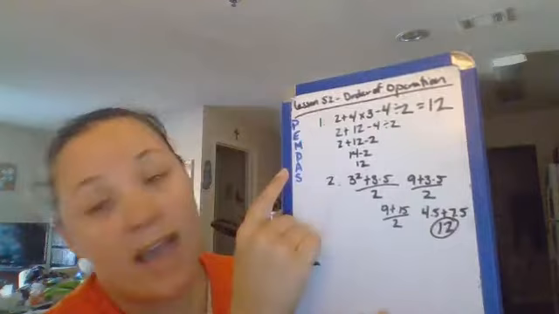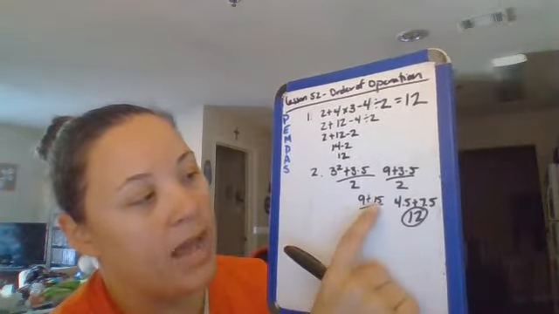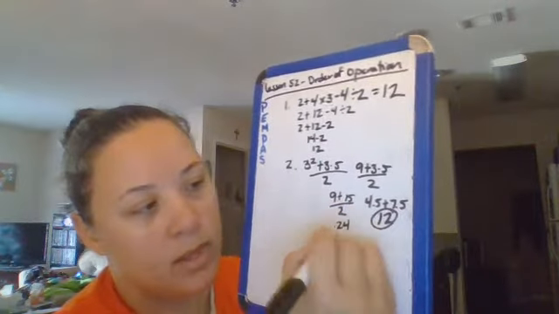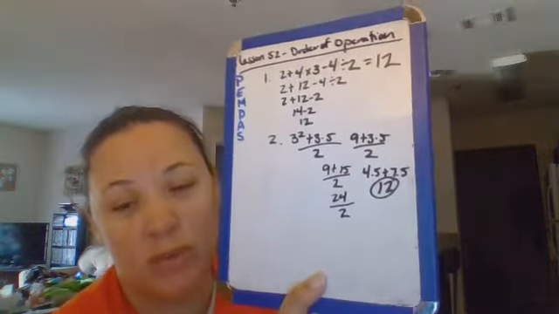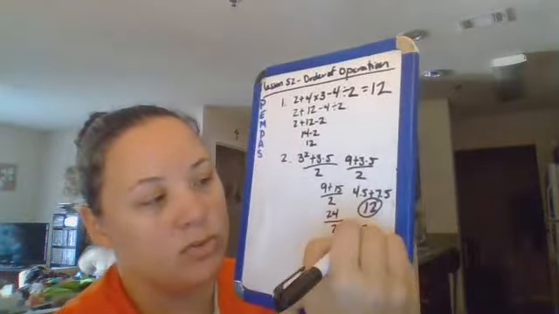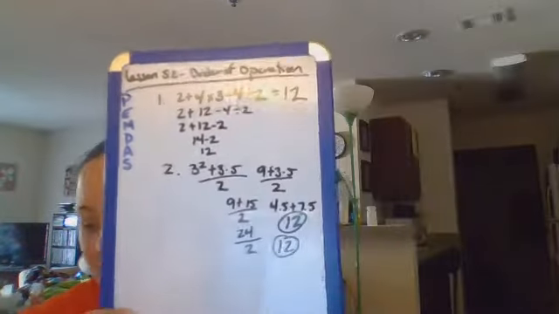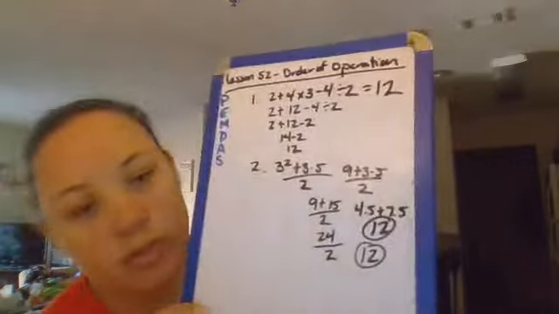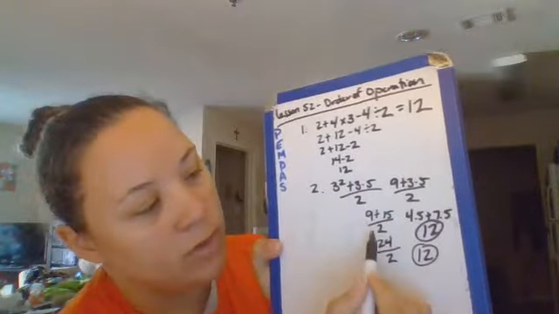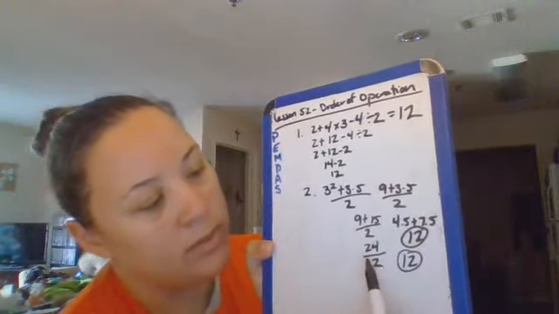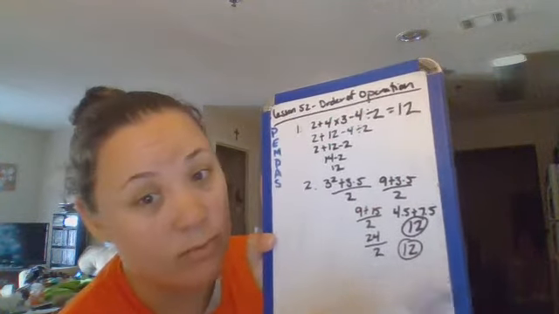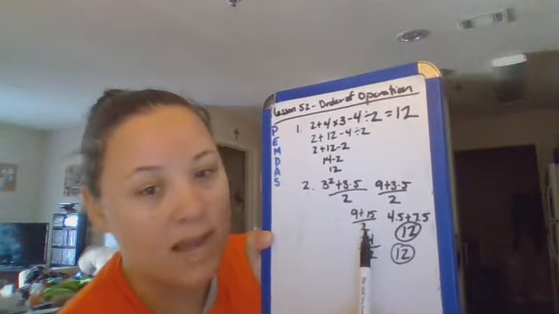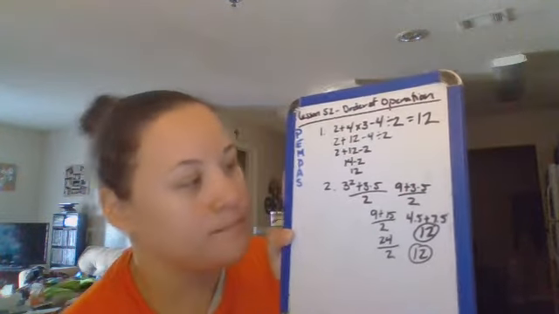Or if you wanted to add first and then divide, we would add 9 and 15, which is 24. That's still over 2. 24 divided by 2 is still 12. So either way, you get the same answer for that one. But again, it's up to you whether you want to divide first and then add, or add and then divide. But remember, if you divide, you have to divide everything on the top by the number that's on the bottom.